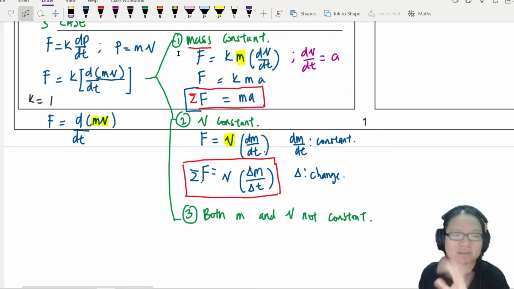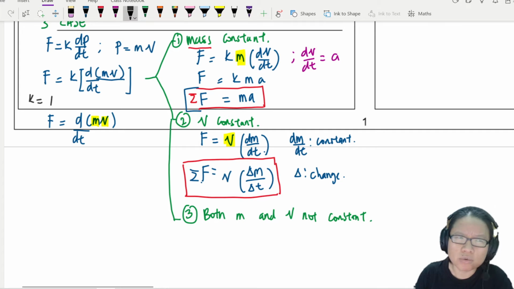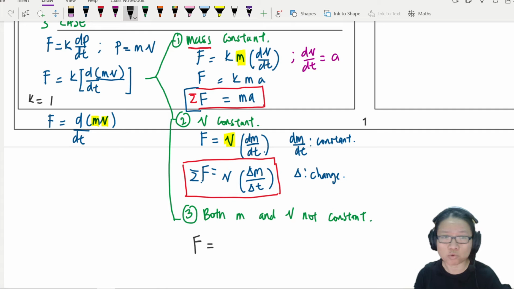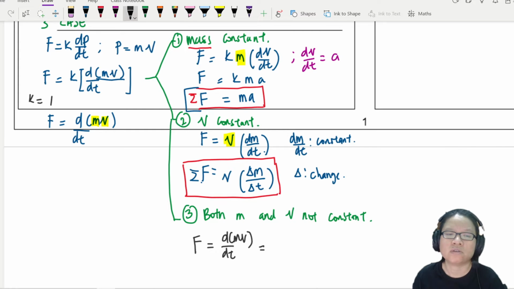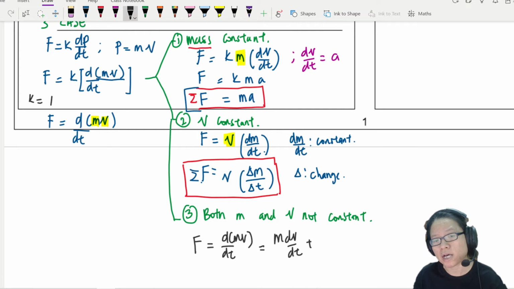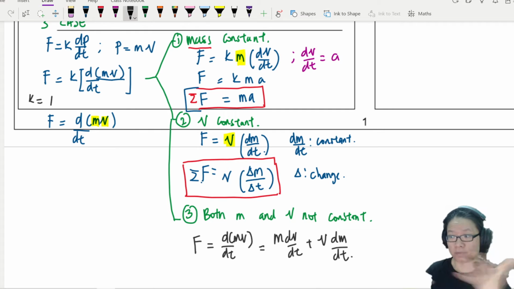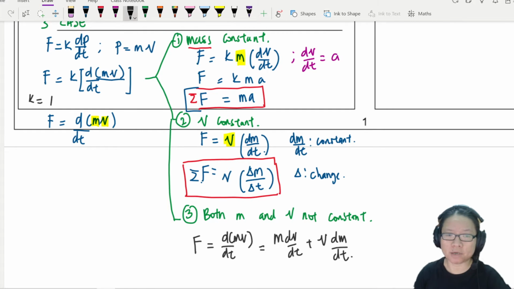So before I talk about that, technically it's not really in your syllabus, and what you actually need to do is use the chain rule. Because remember, it was d/dt of mv. So you keep m constant and differentiate v, plus you keep v constant and differentiate m. Sounds familiar? Chain rule or product rule of your calculus. If you don't know this, I would say this is not in syllabus.